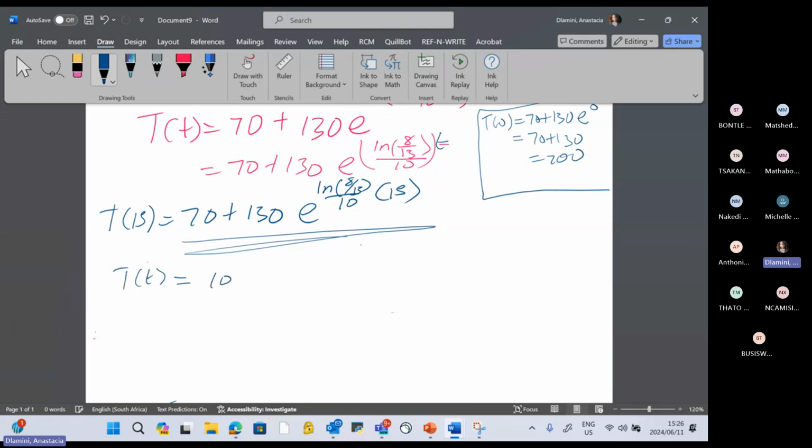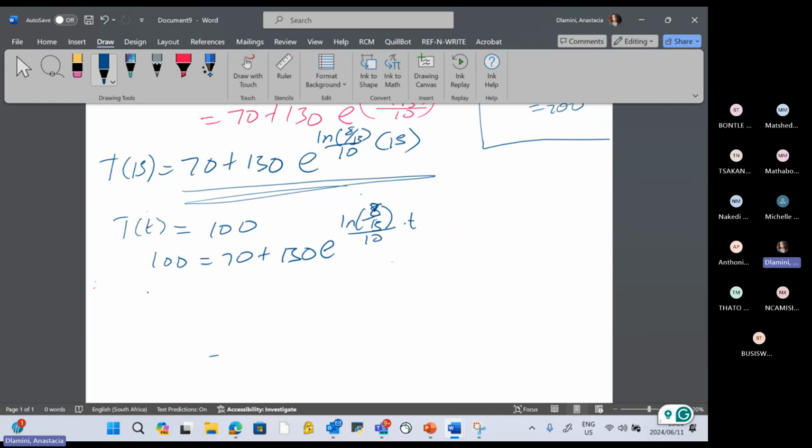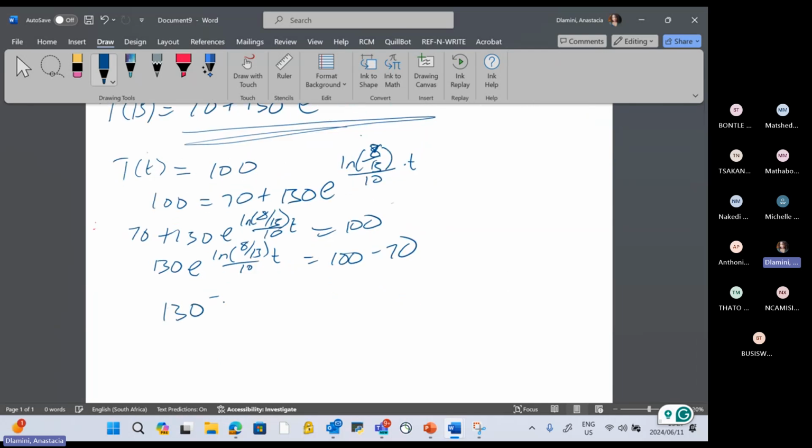They know T is equal to what? 100. Meaning that we're going to say 100 is equal to 70 plus 130 e to the power of ln of 8 over 13 over 10 times T. Then we simplify. So 130 e to the power of ln of 8 over 13 over 10 times T is equal to 100 minus 70. So this is 130 e to the power of ln of 8 over 13 T divided by 10 is equal to 30.